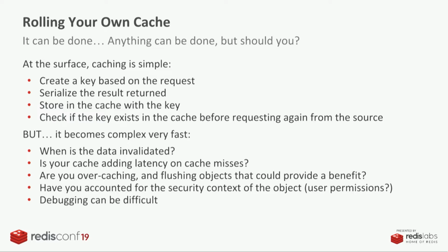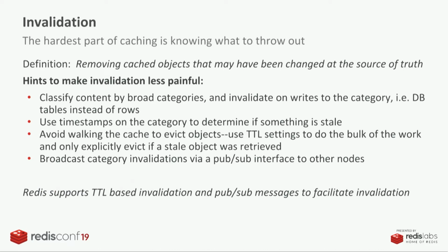build a cache. So let's talk briefly about invalidation, which is removing a cached object that may have been changed in the source of truth. Very difficult problem to deal with, one of the hardest in computer science.